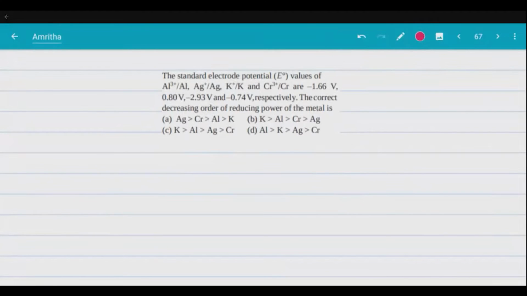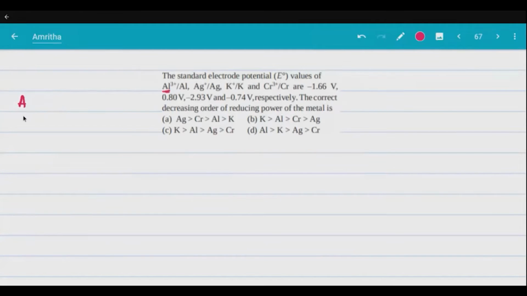Okay, standard electrode potentials of these metals are given: aluminum, silver, potassium, chromium. What is the correct decreasing order of reducing power of these metals? So remember one thing, very, very important. This is simply called standard electrode potential. So look at this, what is happening here.